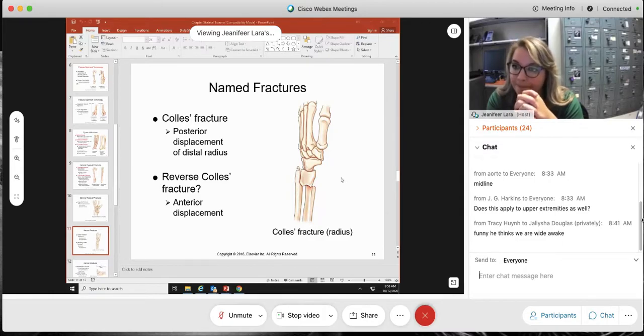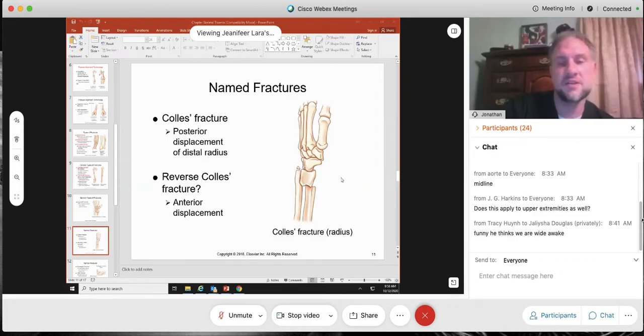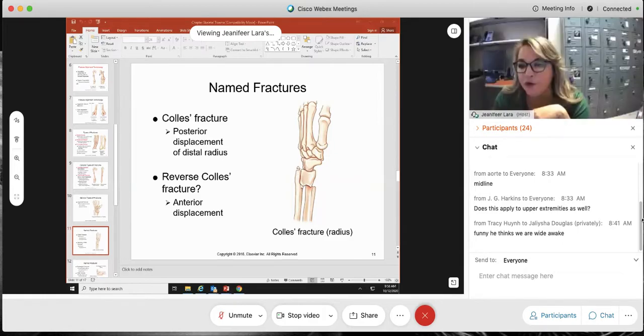So, Ms. Laura, looking at this Colles' fracture, the piece of the bone that's posterior, so you're looking at the distal part of the radius from the fracture. The distal radius is displaced. So the fracture exists. It's a transverse fracture.